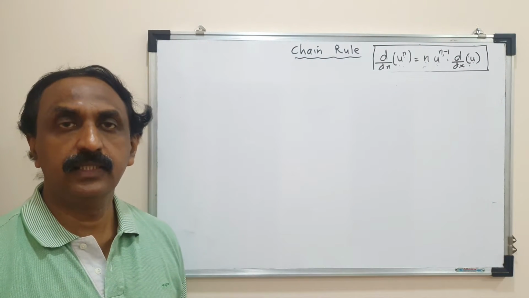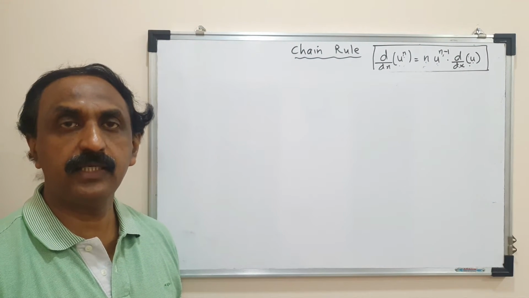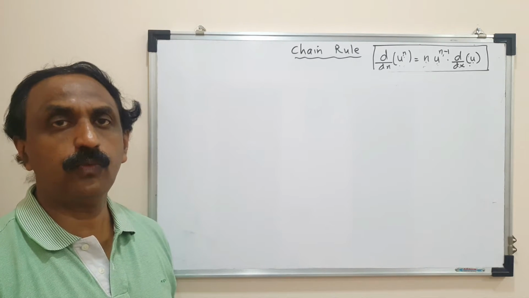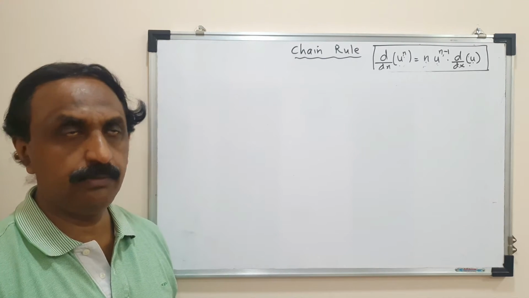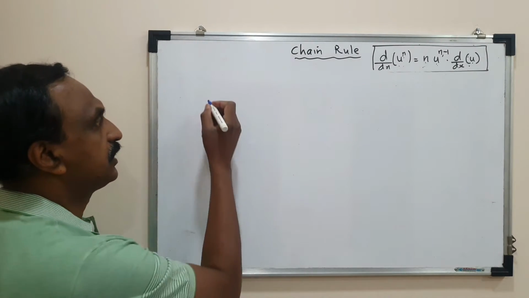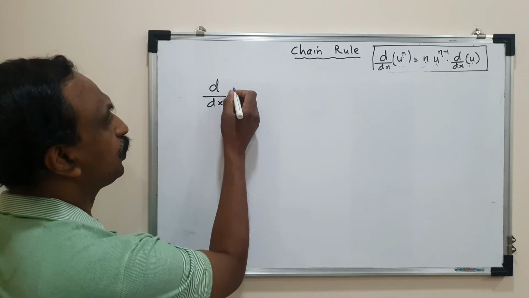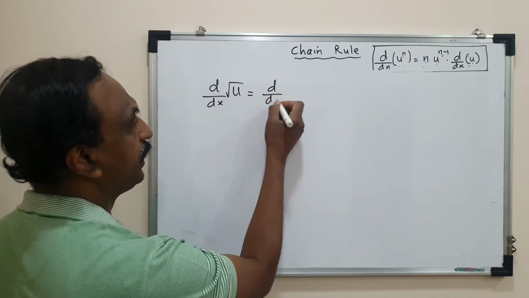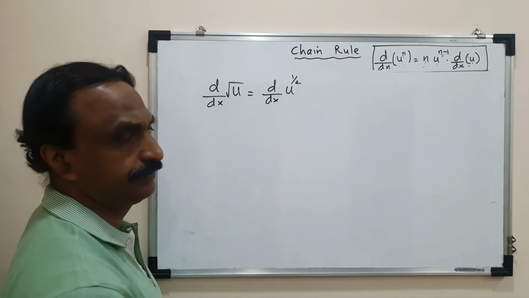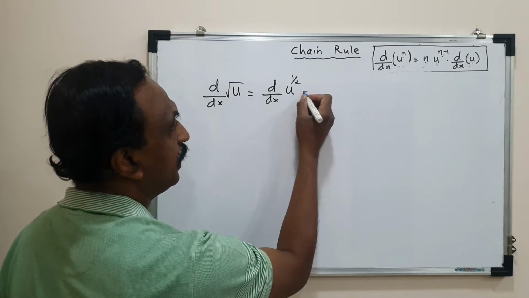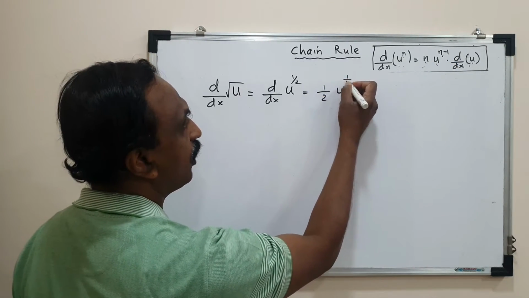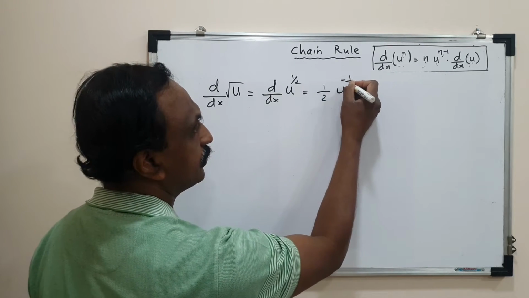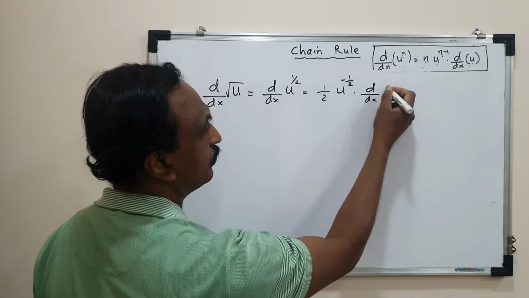Now we will see how we can apply this for functions with a square root in a very fast method. We do not want to write raised to half and take a long time, so we'll apply a short method. Suppose I want to differentiate root of u. Naturally, I need to apply d by dx of u raised to half. Now we'll apply this formula. Half u raised to half minus 1. Half minus 1 is minus half, into derivative of u.